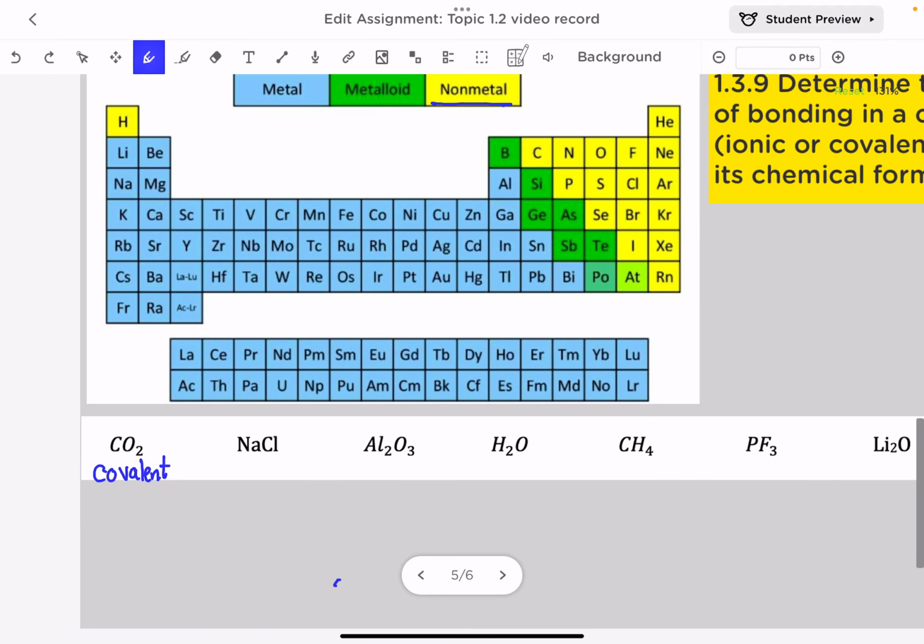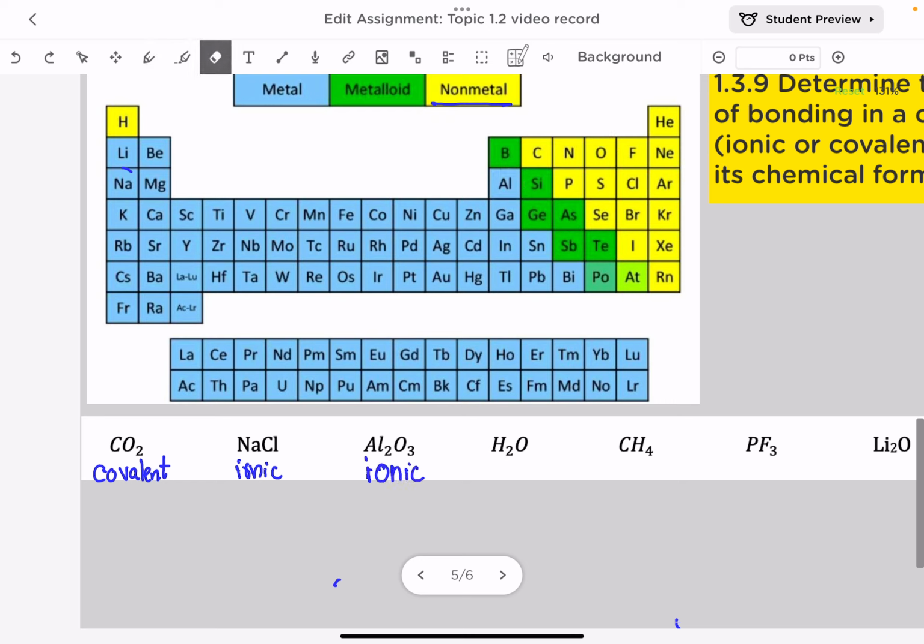Let's look at the second example. Sodium and chloride, sodium chloride. Sodium is a metal, Cl is a nonmetal, so this compound is ionic, and NaCl will transfer. Na will transfer an electron to Cl. Similarly, Al, metal, and oxygen, nonmetal. So this one is ionic as well.